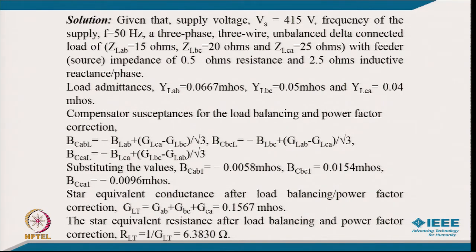For this compensator system of load balancing and power factor correction, we derived the relations for the 3-wire system in terms of load susceptance and conductance. After putting in the values, BLCAB comes to 0.058, BLCB to 0.05 mho, and BLCA to 0. According to the star equivalent conductance after load balancing and power factor correction, GLT, the sum of all three load conductances, comes to 0.1567 mho. The star equivalent resistance after load balancing and power factor correction is RLT equal to 1 upon GLT, which comes to 6.383 ohm.